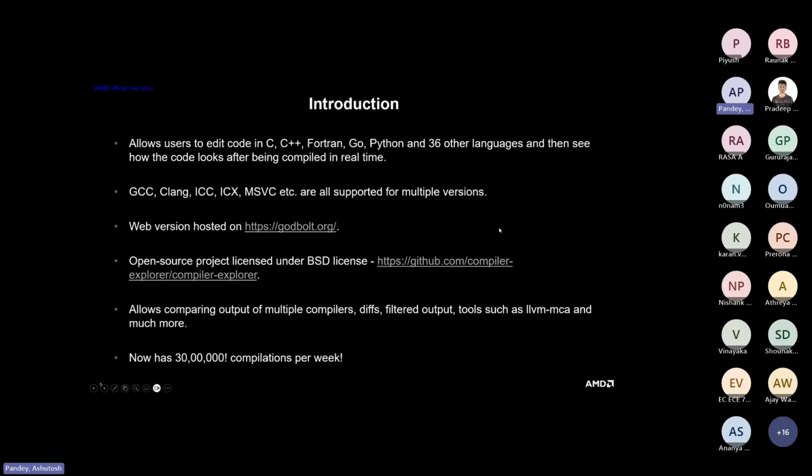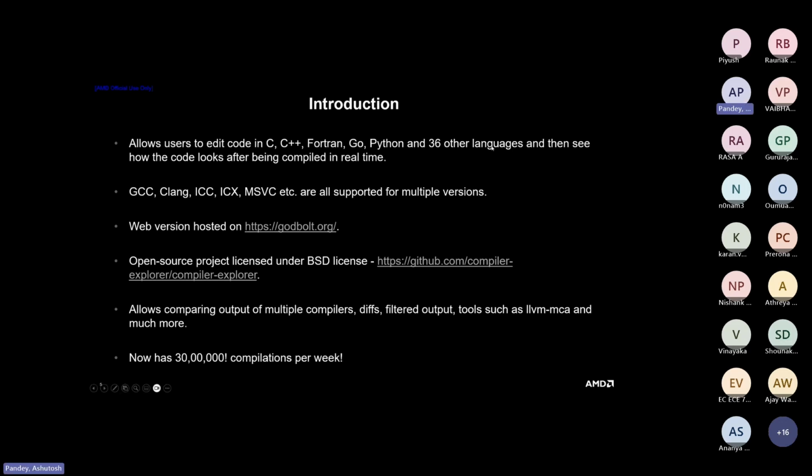GCC, Clang, ICC, ICX, MSVC, MinGW, AOCC, all of these various compilers are supported for multiple versions. Not only is the latest version of GCC supported, all versions of GCC are supported right from the beginning. So if you want to see how a compiler really evolved through time, you can do that. The web version is hosted on godbolt.org. You can self-host also if you want to, and we'll learn how to do that too. Godbolt is an open source project licensed under the BSD license. So the source code for the Godbolt site and the Godbolt tool itself is open source.